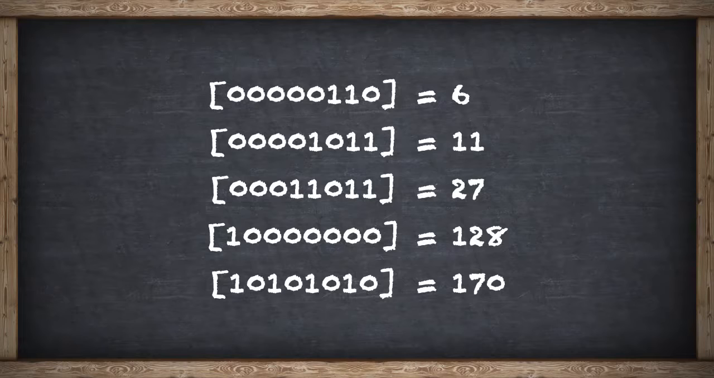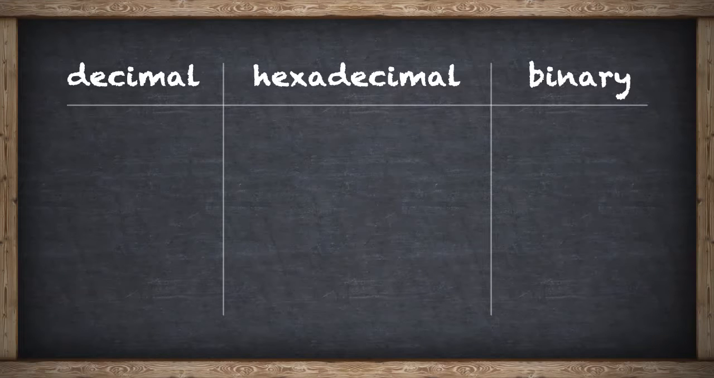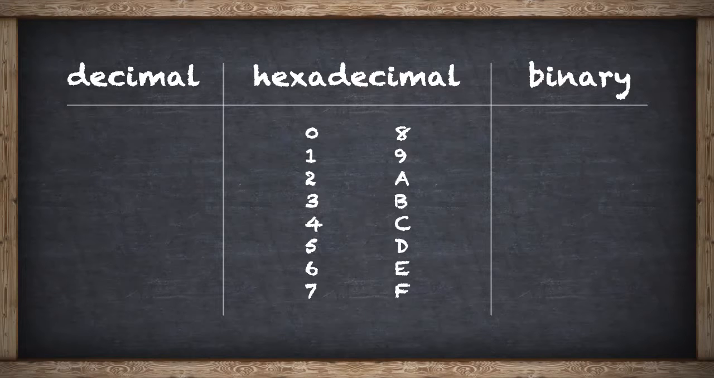Here are some binary numbers converted into decimal numbers. All the computer is doing is checking which bit is on and which bit is off, and then adding the associated numbers. There's one more counting system you might need to understand, and that's hexadecimal. Hex for 6 and dec for 10. This is a base 16 counting system. That means there are 16 digits, ranging from 0 to F.